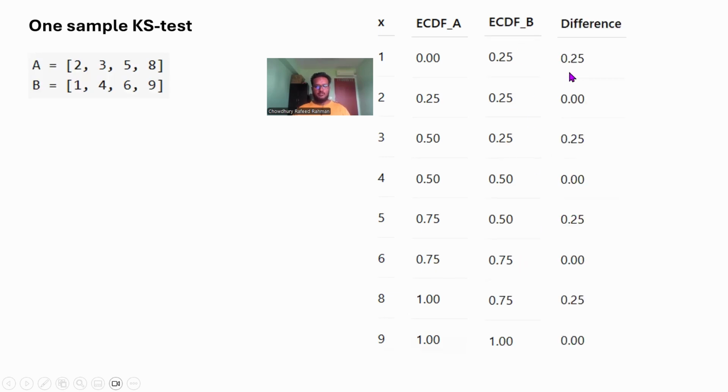Now you can get the difference, right? 0.25 minus 0, 0.25 minus 0.25, and so on and so forth. It's an absolute difference, by the way. So here you can also see 0.25. You can see the max difference is 0.25. So your D will be 0.25.